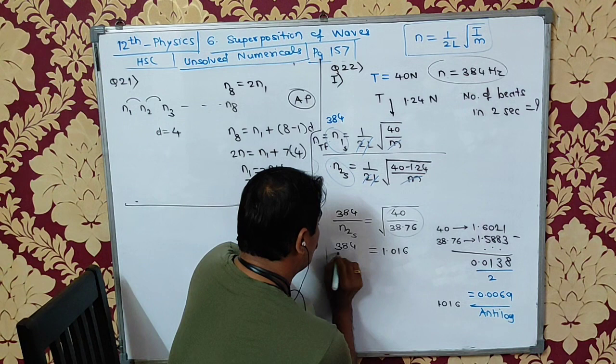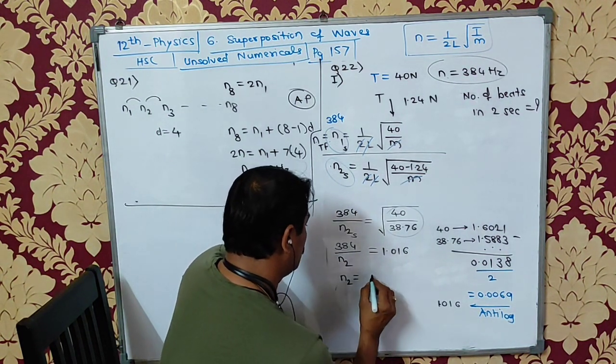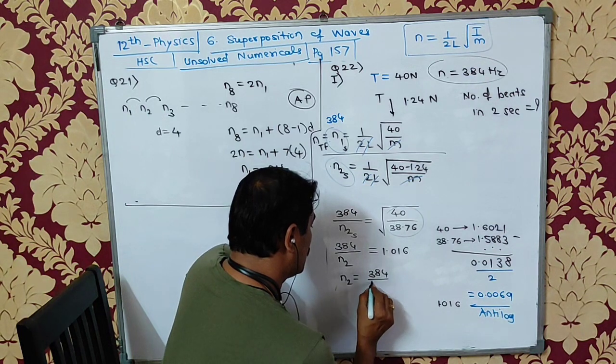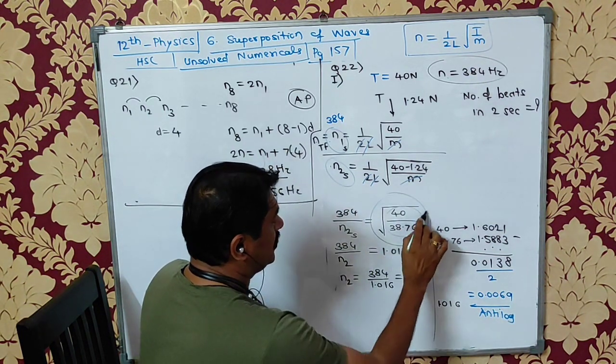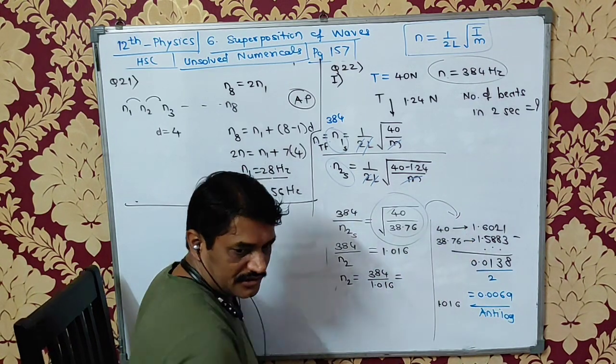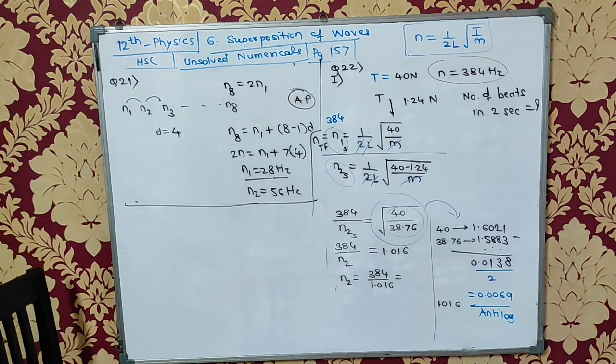This is 384 upon N2. So N2 is equal to 384 upon 1.016. ये मुझे आपको बताना था लॉग टेबल से, इसलिए मैंने बता दिया. Now you can tell me this thing directly. बताइए कैलकुलेटर से बता सकते हो. Please do that. Give me the value. क्या आएगा? You can multiply this.